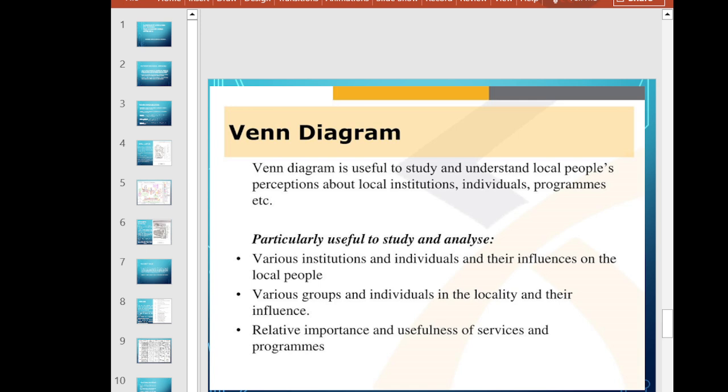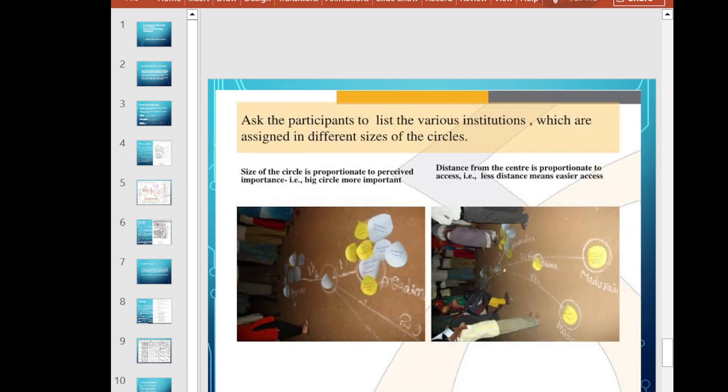This is a Venn diagram. As a tool, it is useful to study and understand the local people's perceptions about local institutions, individuals, programs, etc. It is very useful to study and analyze the various institutions and individuals and their influences on the local people, the various groups and individuals in the locality and their influence, and it also highlights the relative importance and usefulness of services and programs.